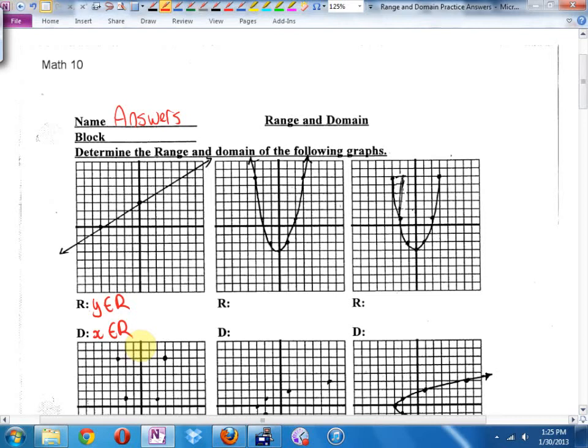Second one, function, yes. Range, everything above and touching -3. Domain, all reals.